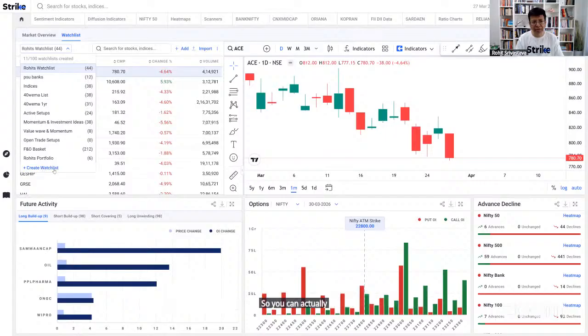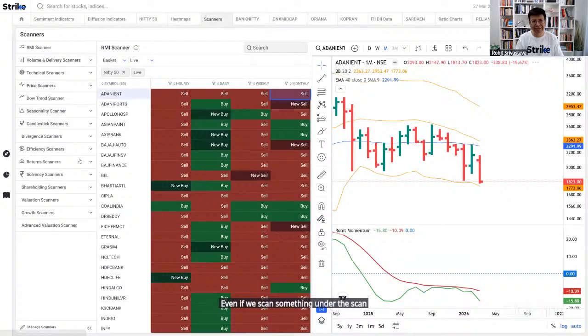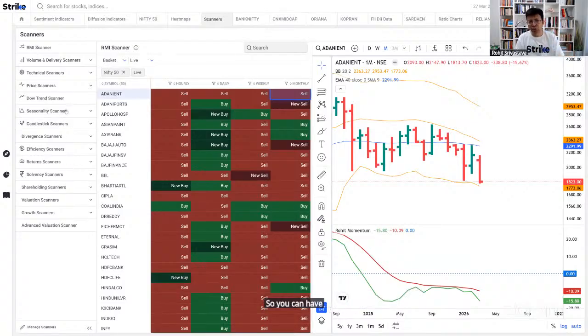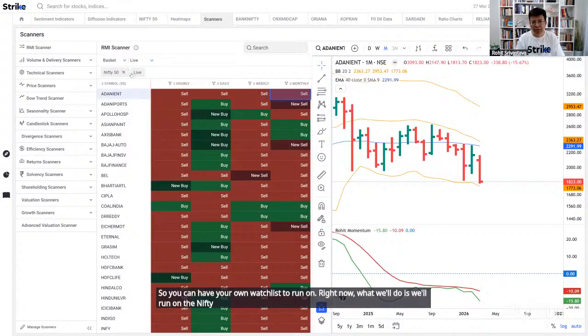So you can actually create a custom watch list of your own stocks. Even if we scan something under the scanner, we can save it as a custom watch list for tomorrow for doing an additional scan on it. So you can have your own watch list to run on. Right now, what we'll do is we'll run on the Nifty 50 only in live mode.